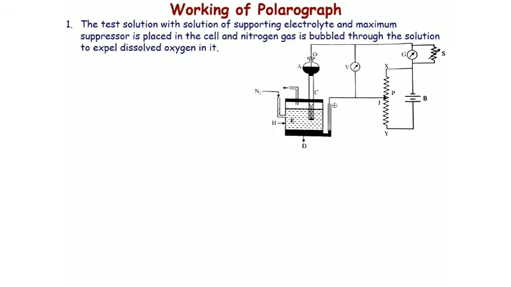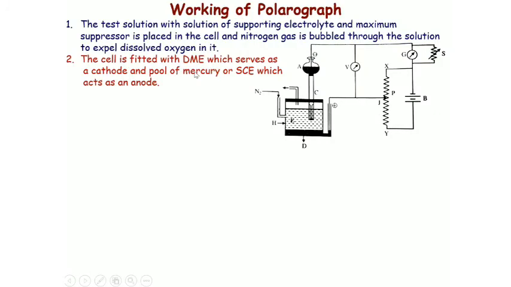The next point is the working of the polarograph. Initially, in the cell, electrolytic solution with a solution of supporting electrolyte and gelatin solution is taken. Before the measurement, the dissolved oxygen is expelled out of the electrolytic solution by using nitrogen gas. Then the cell is fitted with the DME, and that DME acts as a cathode.